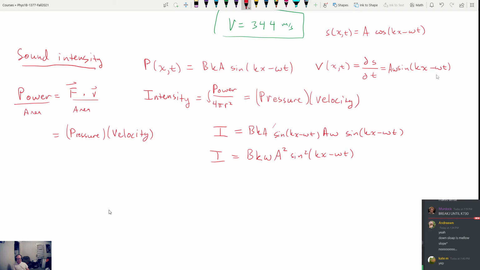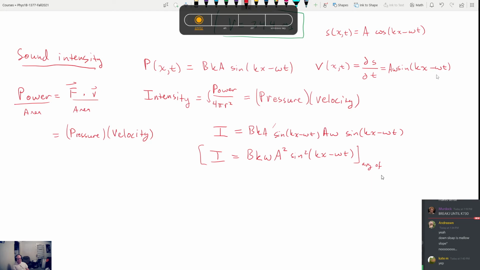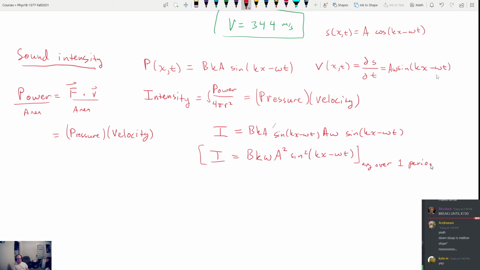And now I'm pretty sure we're going to time average this. We're going to average this function over one period. It's probably just going to give us a half. We've done this in this class before, but when I have something like a sine squared or a cosine squared function, if you time average it over one period, this whole thing is just going to be 1/2. And we've done that before in this class. This is going to give us the average intensity. And that's it, I think.